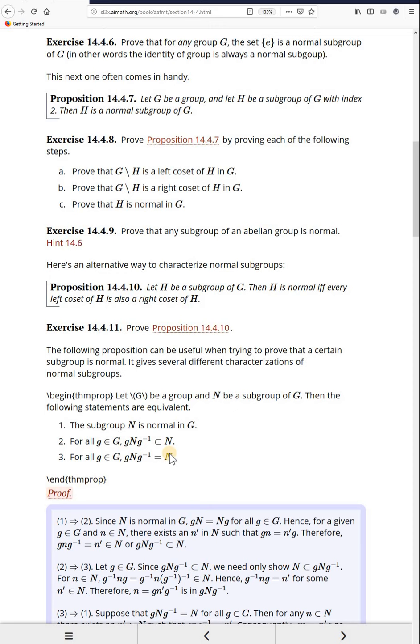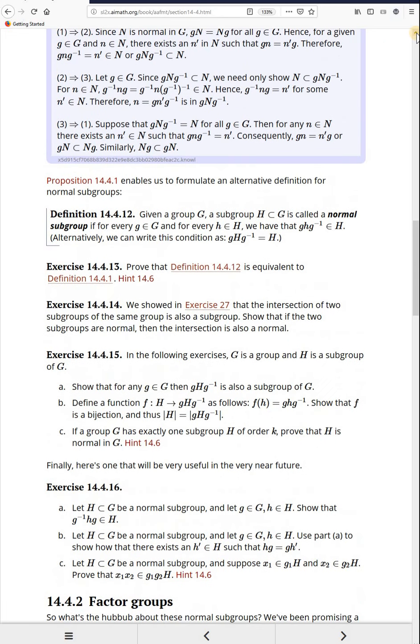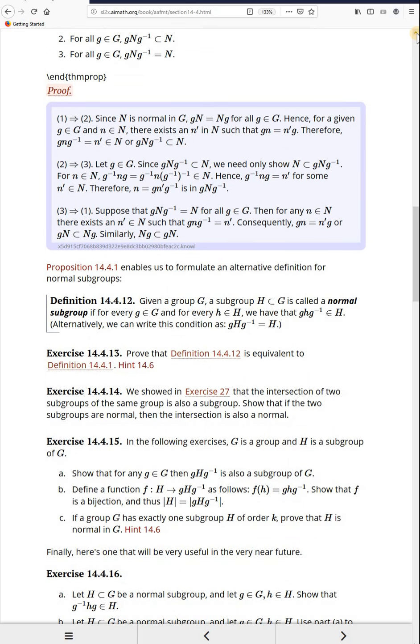Okay. And there's a proof down here, and I think I talked through that in the video, but I want to get the ideas first. So let's see. Are there some good examples of normal subgroups? I'm trying to think of a good example.